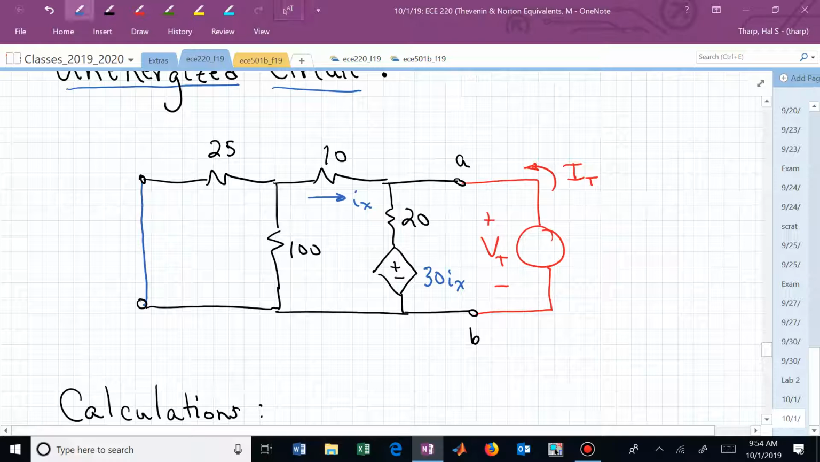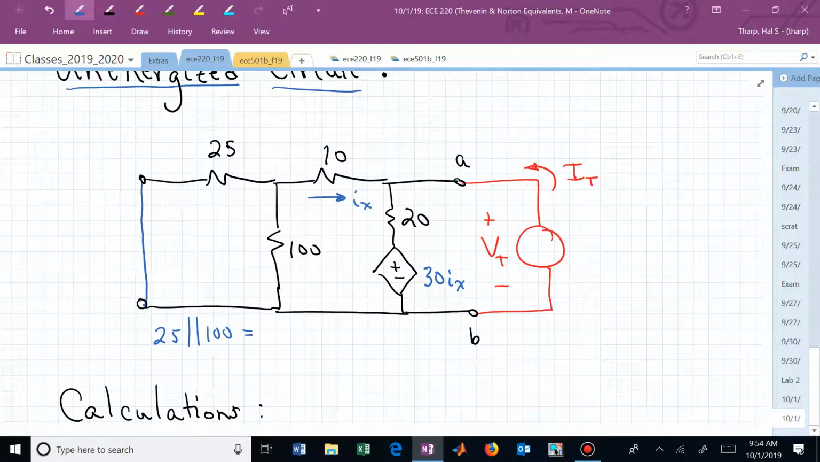And I think you can see now over here we could combine that 25 ohm resistor with the 100 ohm resistor and collapse that down to a 20. And now we have that 20 ohm in series with 10, and we still haven't disturbed I sub x. We've retained I sub x even by collapsing those two resistors. We need to retain I sub x, that dependent variable, because we have a dependent source.